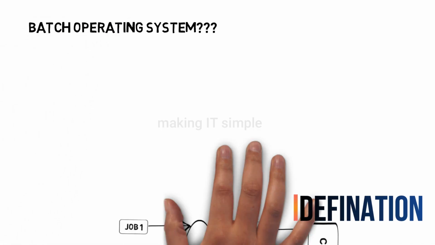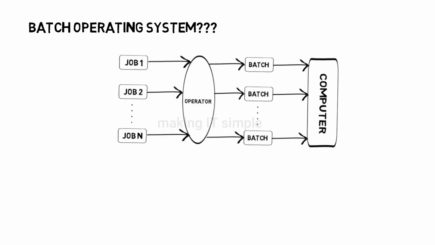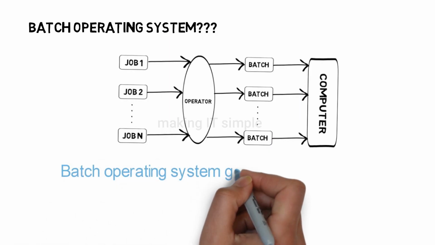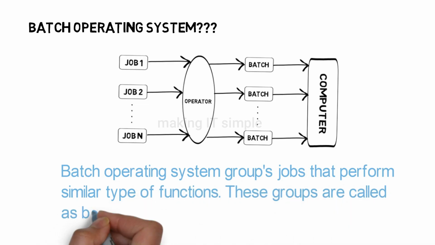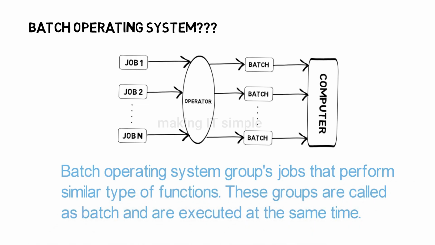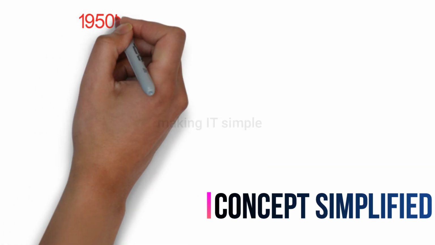Let's start with the definition. Batch operating system is an operating system which groups jobs that perform similar type of functions. These groups are called batches and are executed at the same time. So let's simplify the concept.